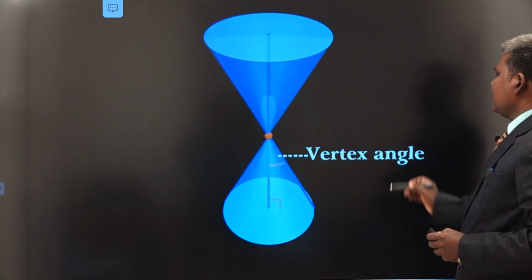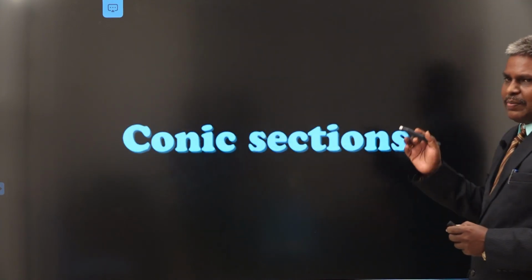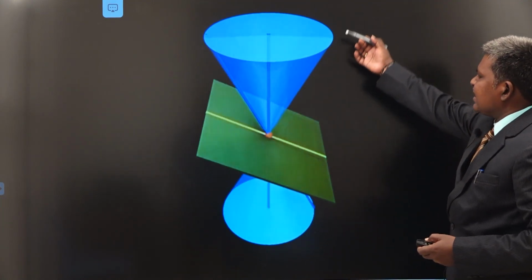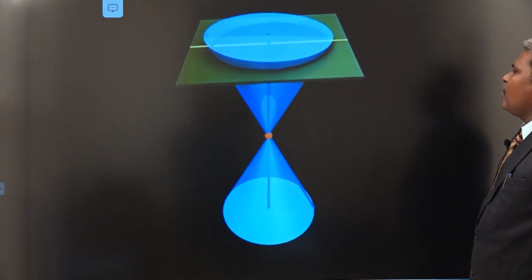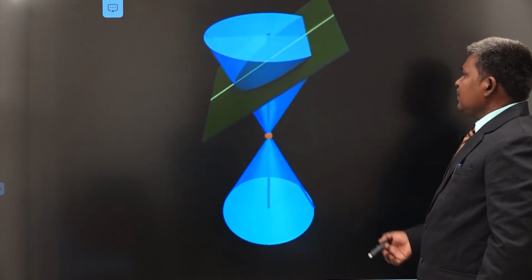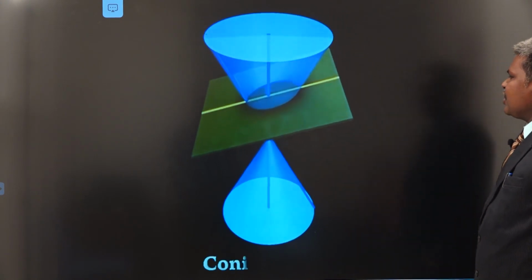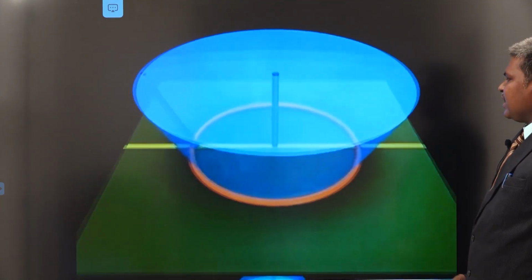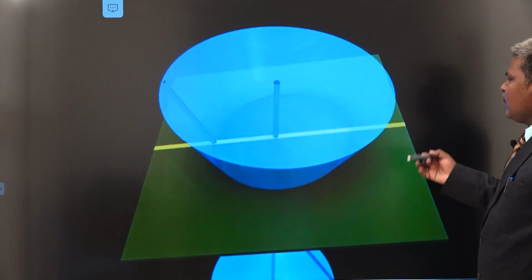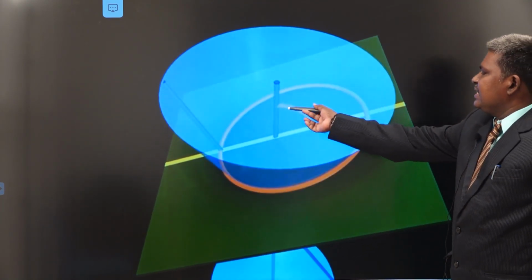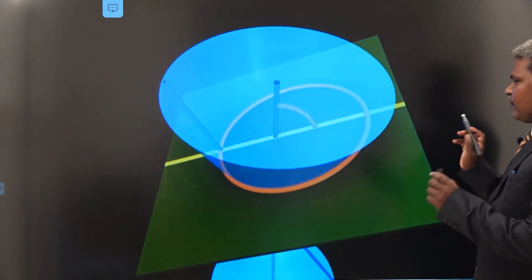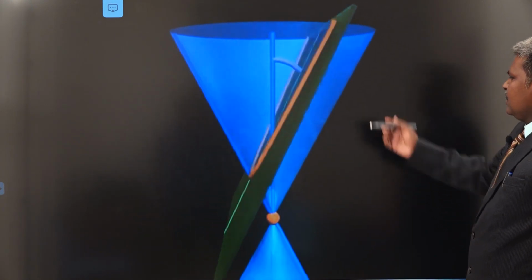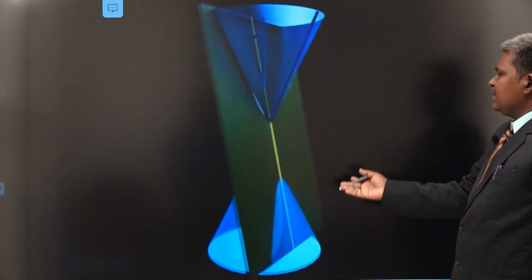This is the vertical angle, the angle made by the axis with the generator. Already I explained all these things. This is my plane that intersects at different positions of my cone. We obtain the conic sections as shown in this figure. So these are the conic sections. As shown in this figure, this is the ellipse. This is the circle. This is the ellipse, where the angle is more than the vertical angle. We form such types of conic sections. This is the parabola. This is the hyperbola.